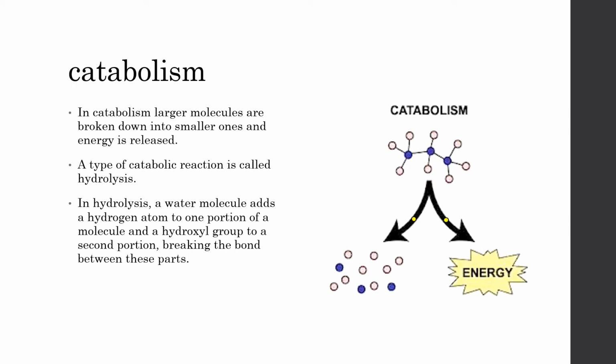For catabolism, energy is released when larger molecules are broken down into smaller ones. The catabolic process is called hydrolysis, which is the reverse of dehydration synthesis. Hydrolysis can decompose carbohydrates, triglycerides, and proteins, and a water molecule is consumed for every bond that is broken.